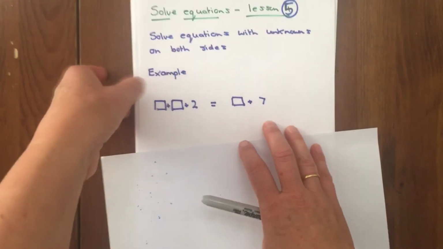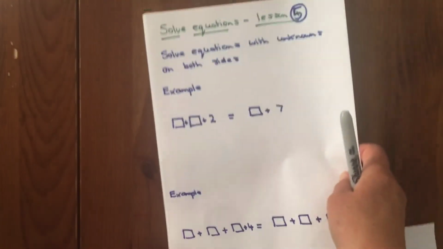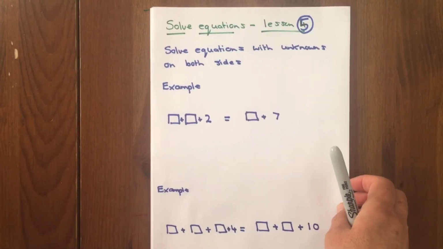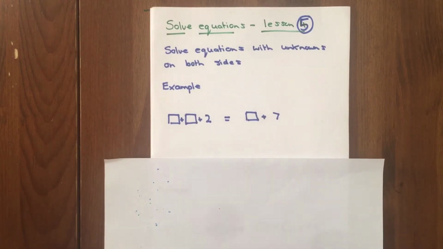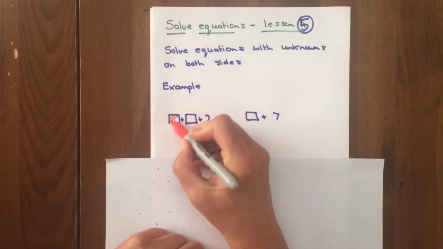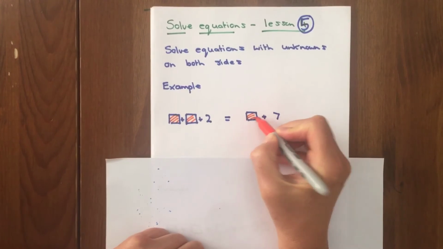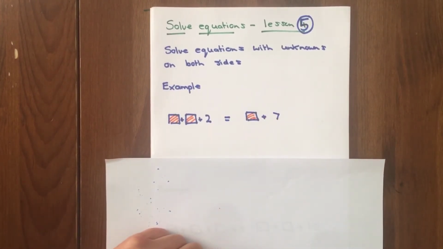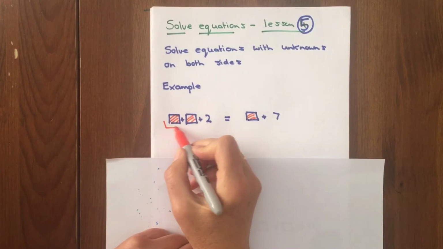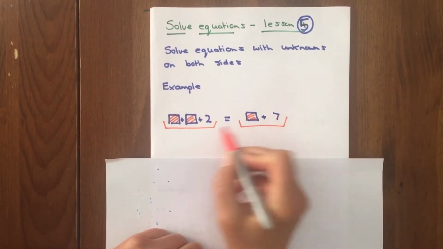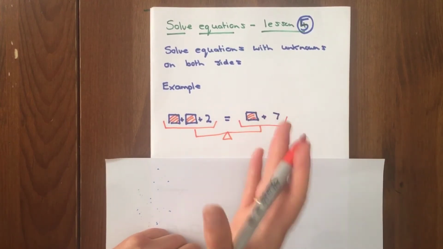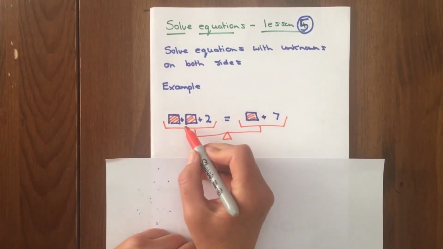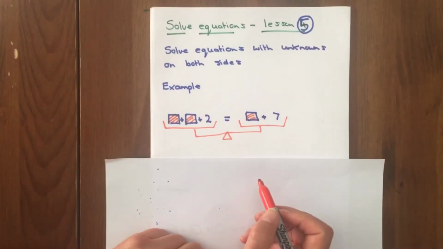Okay, so my work today is solve equations with unknowns on both sides. Okay, first example. Box add 2 equals box add 7. I can put anything at all inside these boxes, but whatever I put in will be exactly the same. Now imagine this is on a scales. The equals sign is the center of the scales and it's balanced, it's level. Whatever I do to the one side of the scale, I do the same to the other side of the scale.